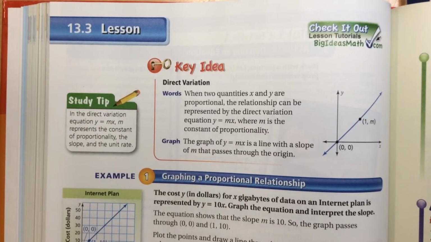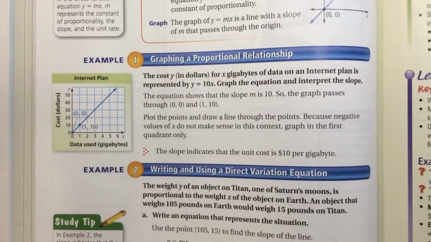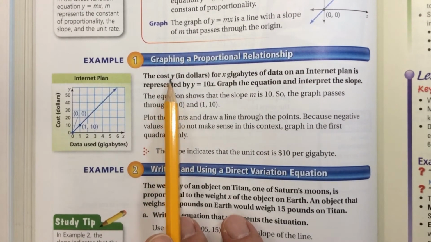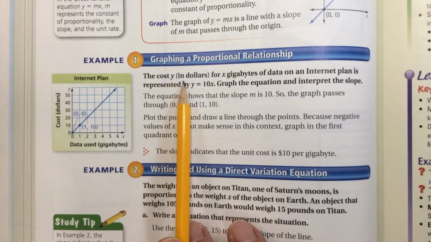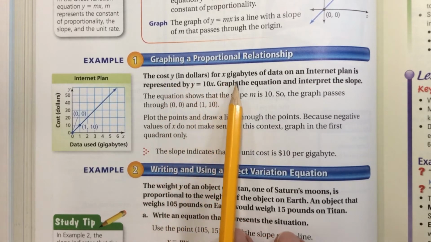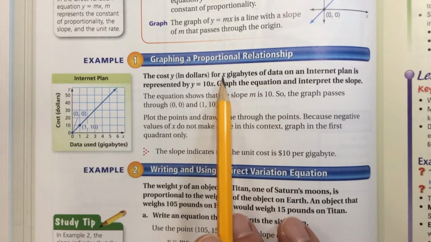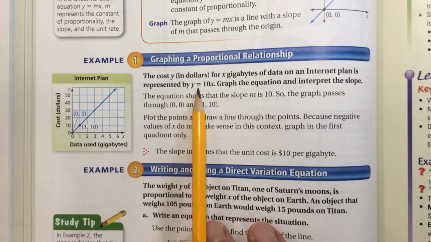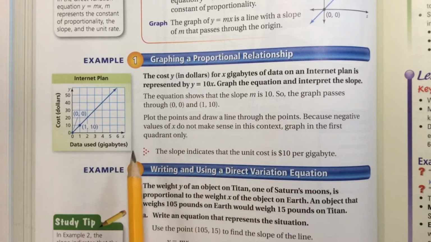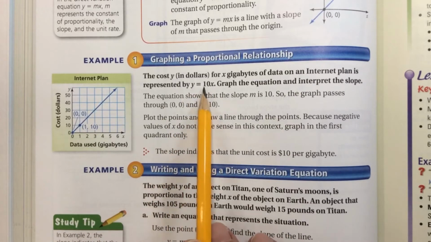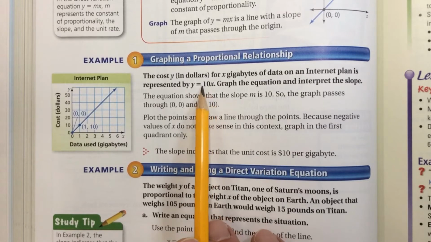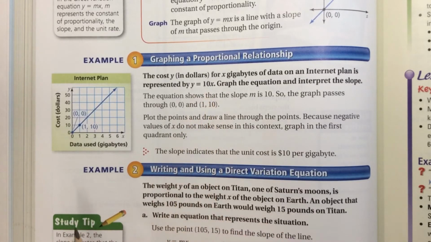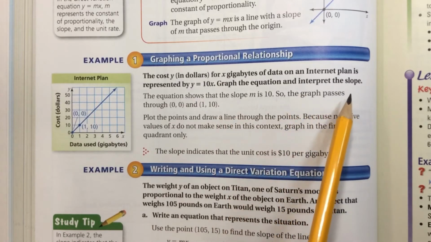Okay, so let's look at their example 1 here. The cost, y, so our y value will be dollars, for x gigabytes of data, so gigabytes is our x value, on an internet plan is represented by y equals 10x. So we already know what the slope of this graph will be. The slope is 10 because that falls right in place of where m would be, y equals mx. Graph the equation and interpret the slope.